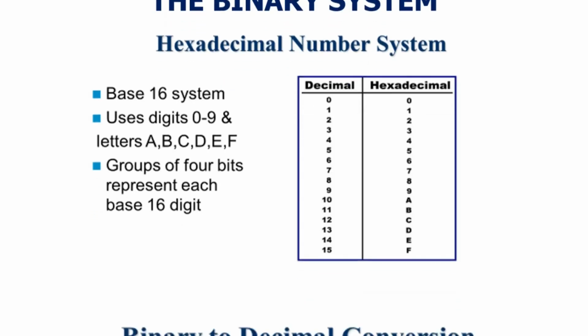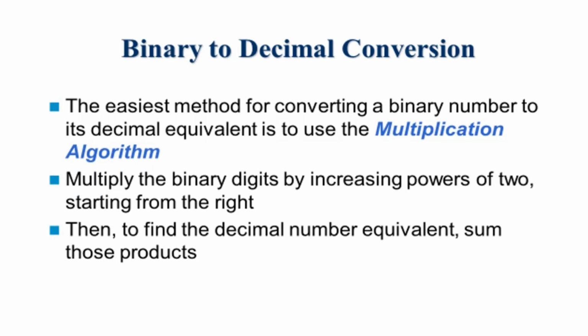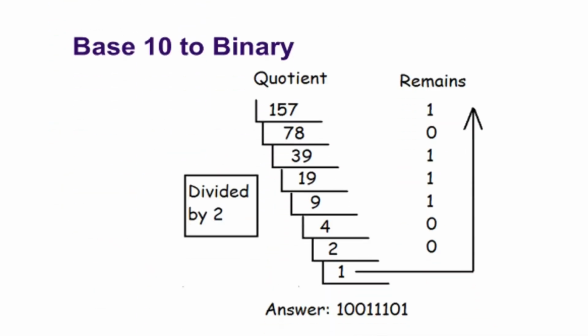Now, just like I said, the easiest method for converting the binary number system to base 10 is the use of the multiplication algorithm. I'm going to show you how to multiply the binary digits by increasing powers of 2, starting from the right, and then we're going to find the decimal equivalent by summing those products together. Okay, just watch along.